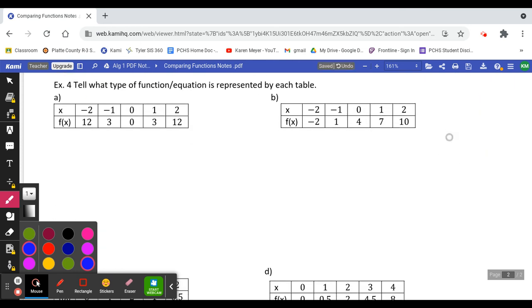So let's give some a whirl here. So first thing, look at the f of x or the y numbers. Okay. And I'm just going to go with, let's check linear first. So let's find the difference. How do I get from 12 to 3? To get from 12 to 3, I have to go backwards. And if I'm going backwards, that means I'm subtracting 9. Everybody okay? 3 minus 12 is negative 9, sorry. And then how do I get from 3 to 0?